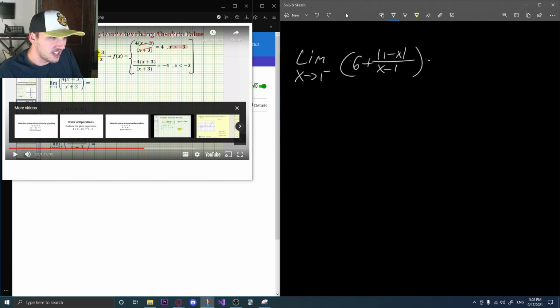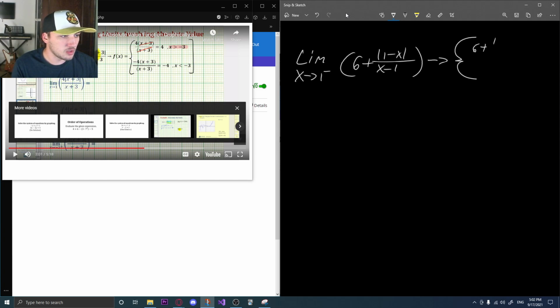So this is just giving off a piecewise function, which is this squiggly thing here breaking off into 6 plus 1 minus x over 1 minus x, which would cancel out, make it really snappy, great, easy. The other one is 6 plus -1 plus x.